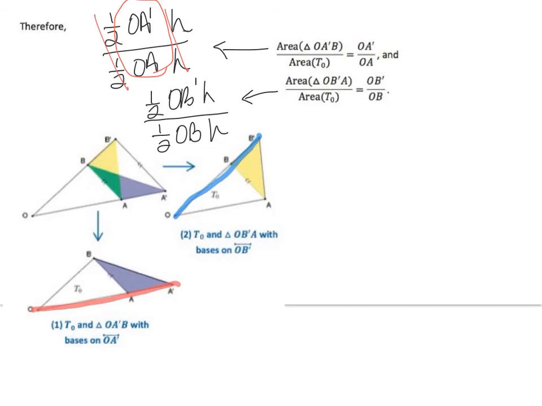Same for the next one. Here I have triangle OB prime A. So the area of this is 1/2 base times the height of the triangle. I don't have letters for that, so I just put in H for height. And then that's going to be over 1/2 this base, OB, times the height of triangle O. So even here, I can cancel out the heights, and I'm left with OB prime over OB. So that's where we came up with that. I just wanted to show you one more time.